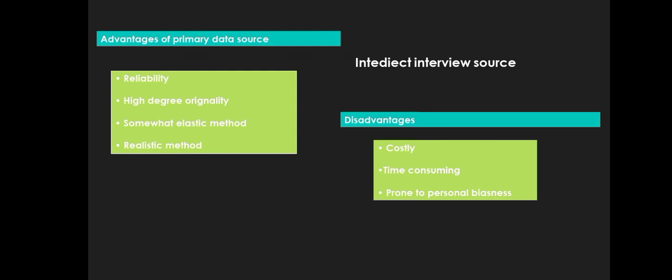The indirect interview source has some advantages and disadvantages. Now let's talk about the advantages of the primary data source, and we are talking about the indirect interview source. Reliability, high degree of originality, a somewhat elastic method, and it's a realistic method. And what are the disadvantages? It could be costly, it could be time consuming, it is prone to personal bias, because the third person may include his or her own prejudices into whatever he or she is saying or has seen. So this could be somewhat biased.